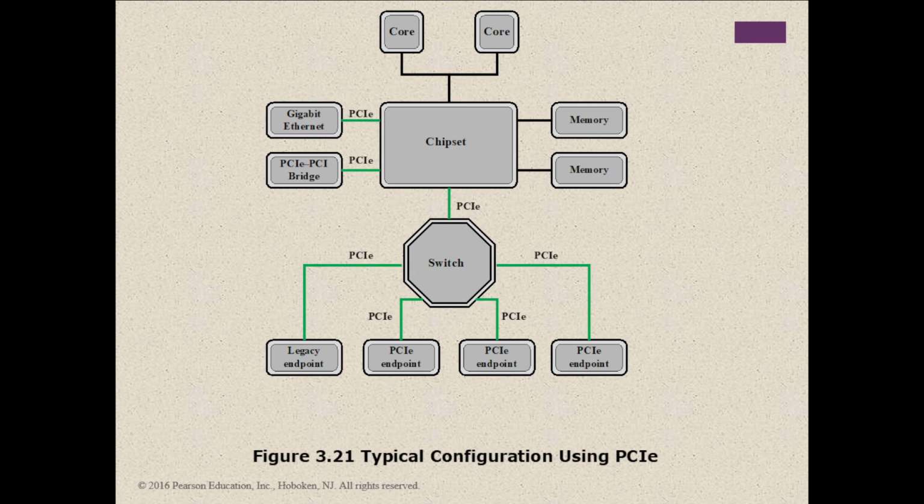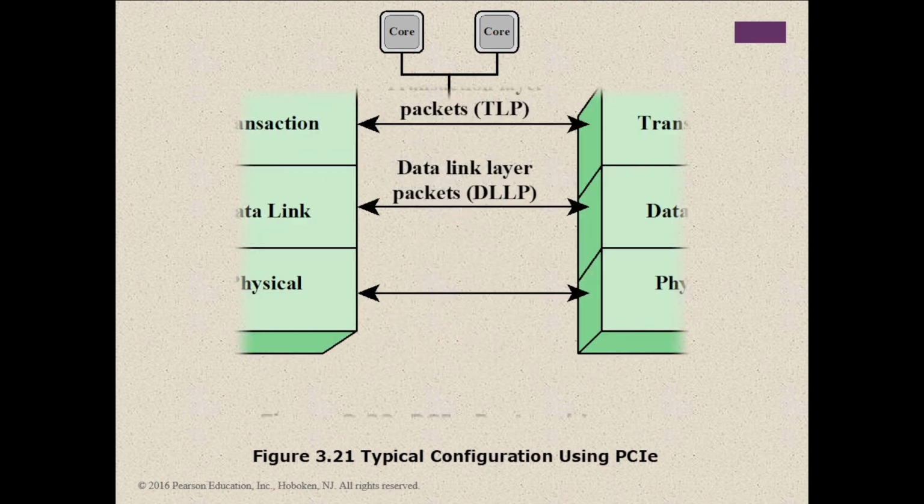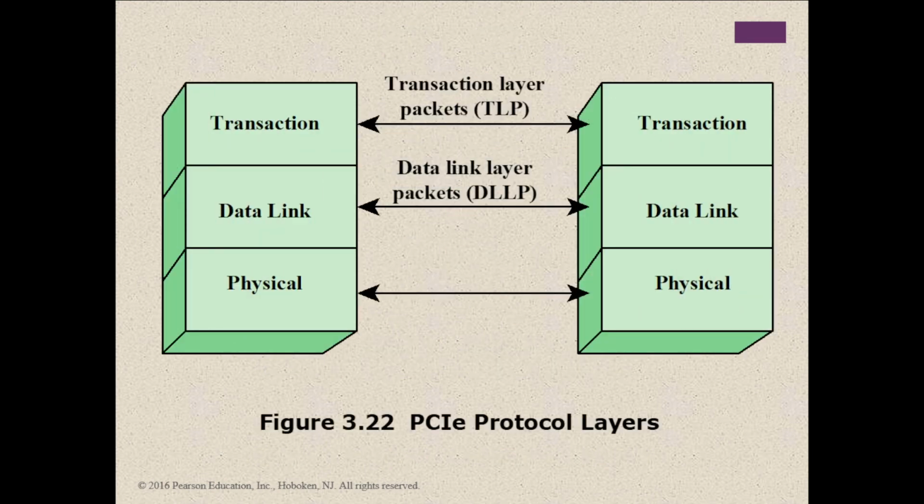Okay, next we have another figure, figure 3.22, the PCIe protocol layers. The same as with QPI, it also has these layers. As with QPI, PCIe interactions are defined using a protocol architecture. The PCIe protocol architecture encompasses the following layers as in this figure. We have the physical, data link, and transaction layers.